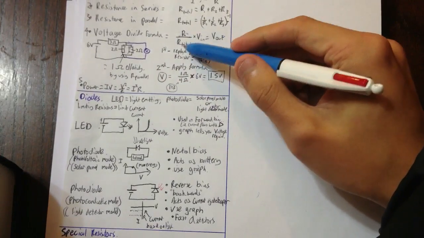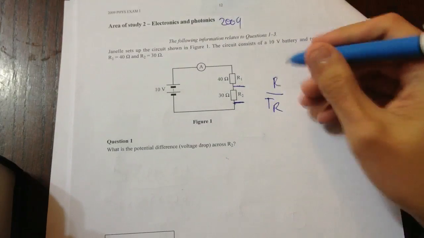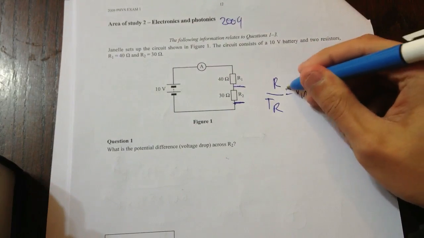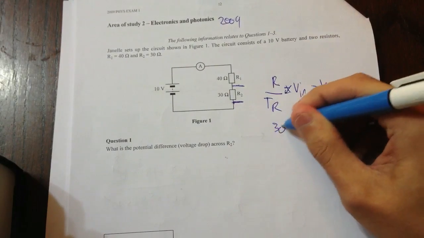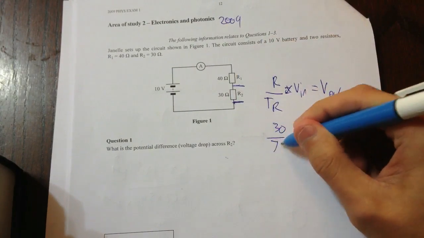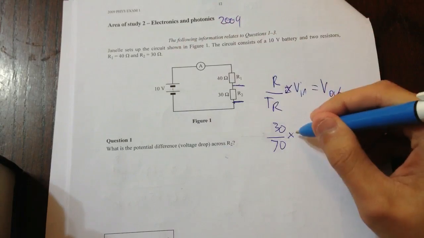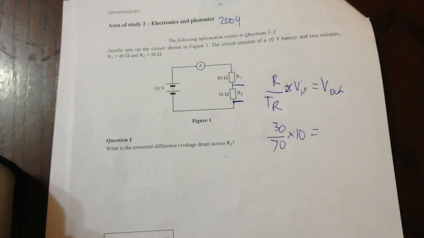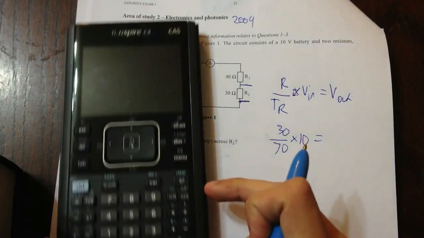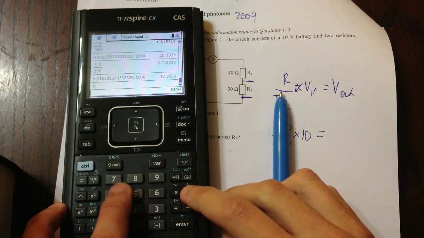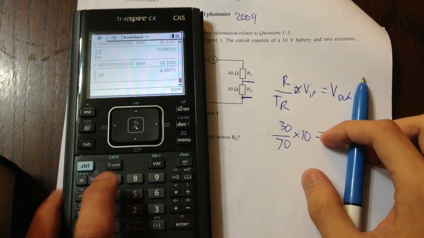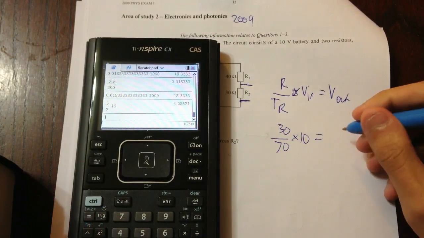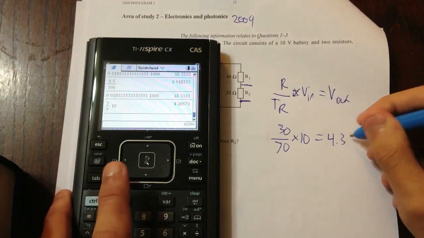as I said on my cheat sheet, voltage divider formula is R on R total times V in equals V out. R is 30, that's what we want. Total is 70, because they're in series. V in is 10 volts. Coming out, calculator. Four point three.